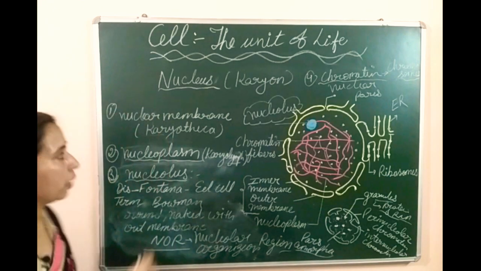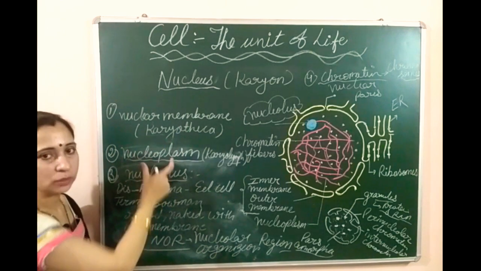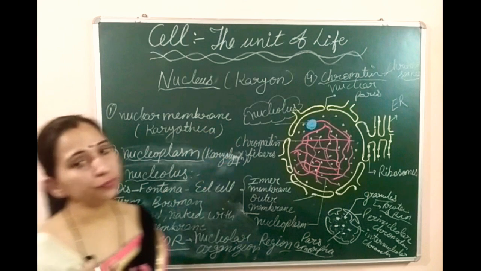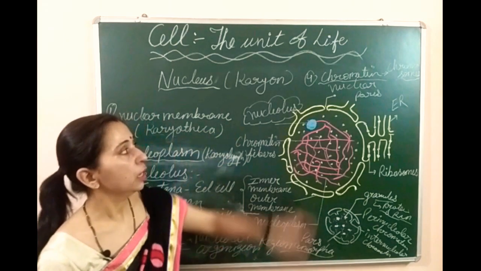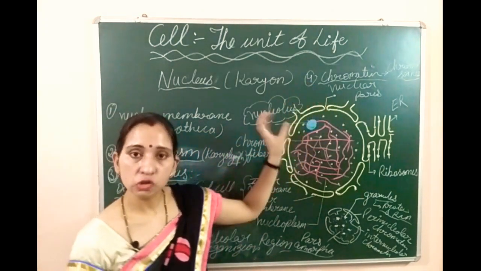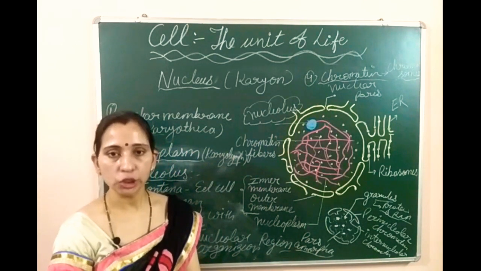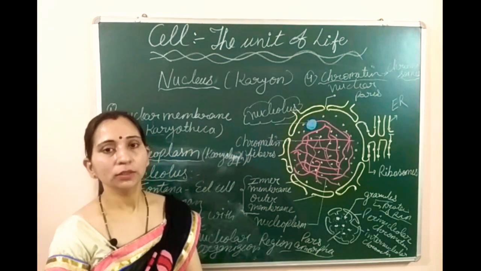So here we discussed the internal structure of the nucleus. It has four important parts: nuclear membrane, nucleoplasm, nucleolus and chromatin fibers. In the next video, we will discuss the types and complete structure of chromosomes in detail. So keep watching, keep studying and keep learning. Thank you.